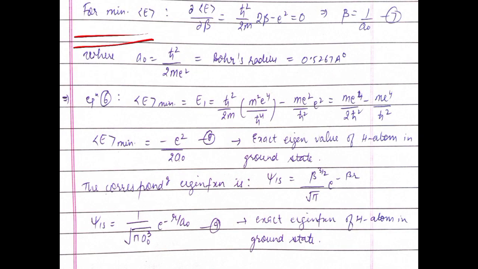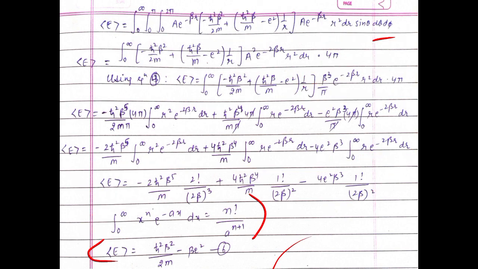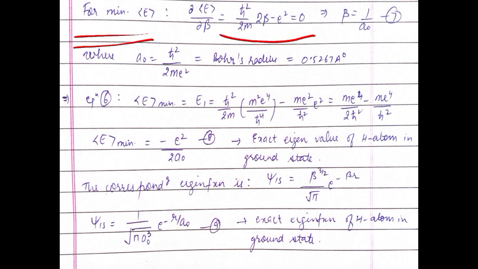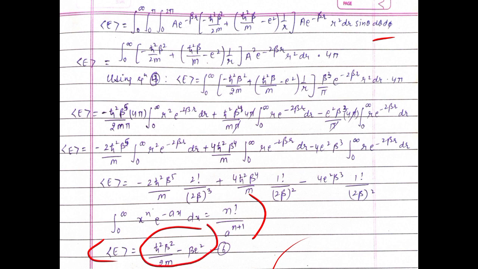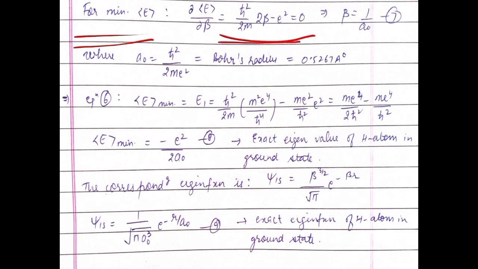So now we need the minimum value of the expectation value. For this we know that we will differentiate the expectation value of energy with respect to the variational parameter. Here the variational parameter is beta, so we will differentiate equation number 6 with respect to beta. When we differentiate it, we get h cut square by 2m into 2 beta, because the expectation value of E is h cut square beta square by 2m. The differentiation of beta square will be 2 beta, and in the second term we have minus beta e square, which will give us the value e square. So we are left with this term.